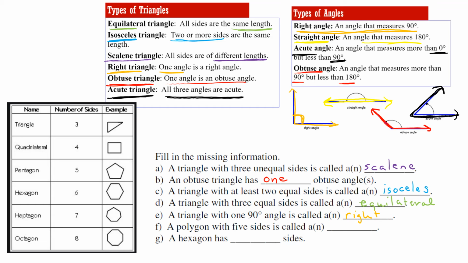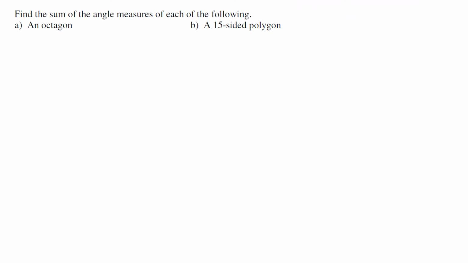A polygon with 5 sides, well, let's see here. If we've got a polygon that has 5 sides, that is a pentagon. And then hex, so hexa means 6. Hexagon has 6 sides. So we just want to make sure that we are comfortable with these classifications for triangles and for our polygons.